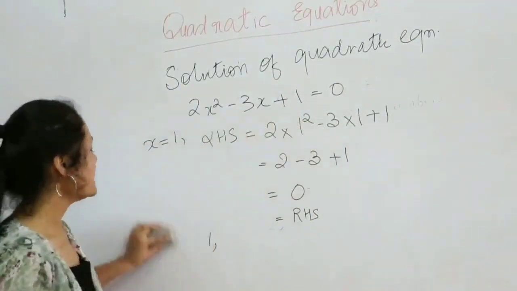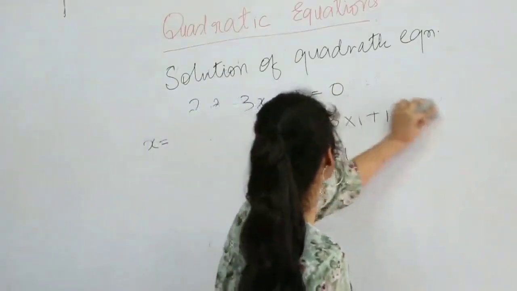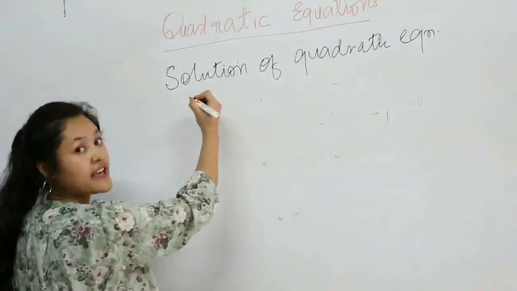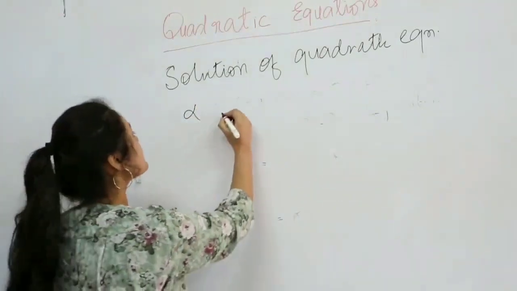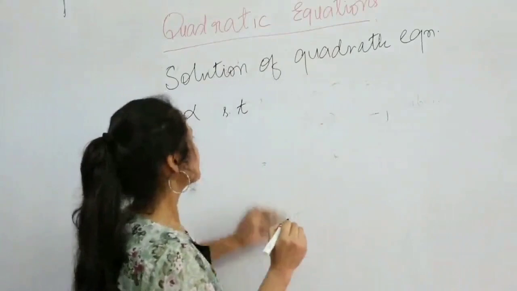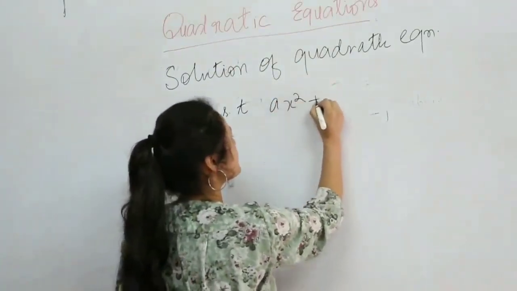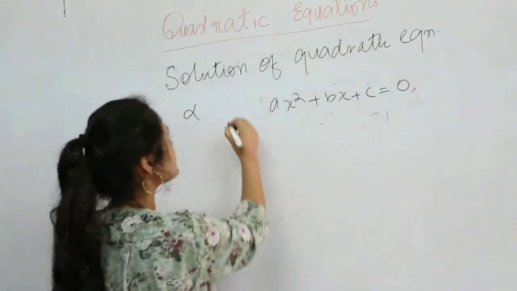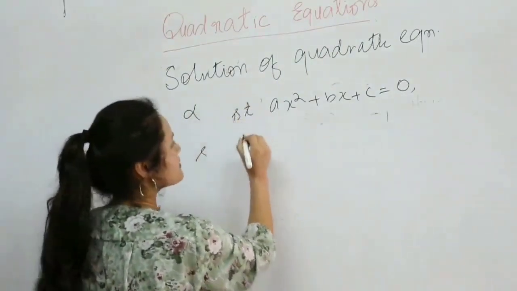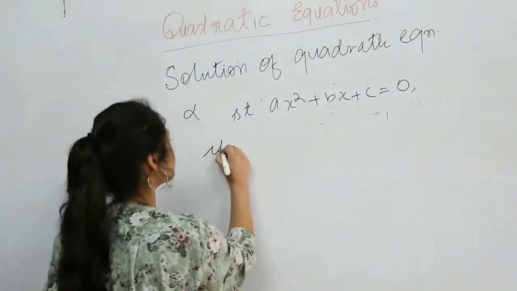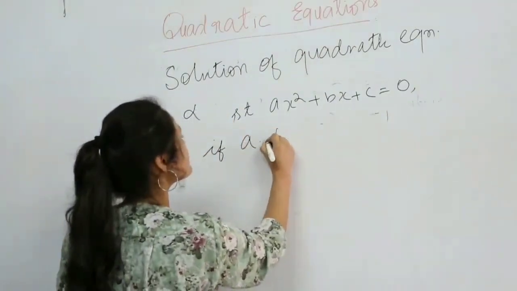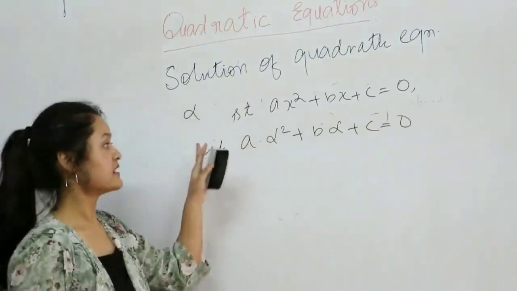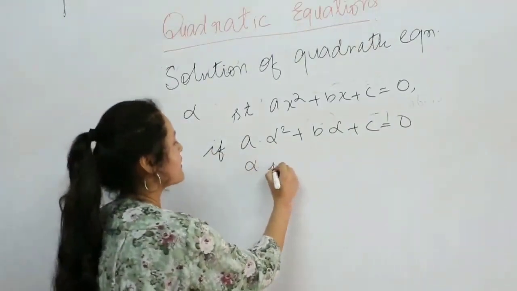Okay? So that means in general, if I have a real number alpha such that this quadratic equation ax squared plus bx plus c equals 0, that is, if a into alpha squared plus b into alpha plus c is equal to 0, then this real number alpha is a root. Alpha is the root of this equation.